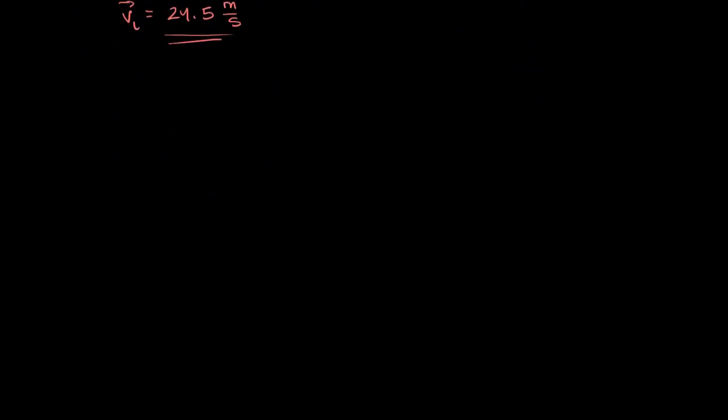So let's say that the ball is in the air for delta t. Delta t is equal to time in the air. Then we know that the time up is going to be half that, which is the same thing as the time down. The time up is going to be equal to the time in the air divided by 2.